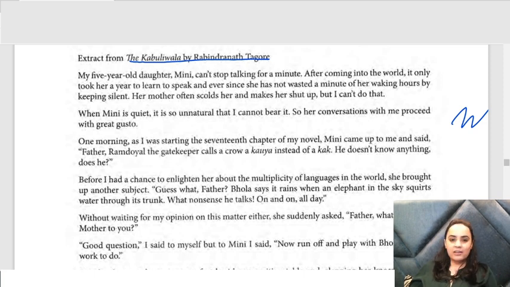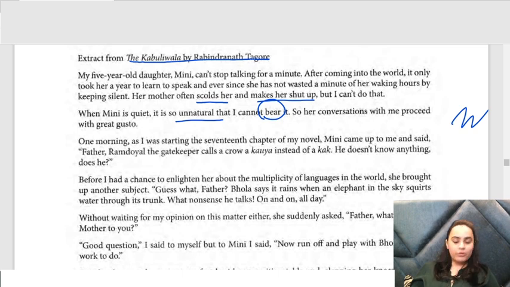If she's awake, there is no way you can make her keep quiet. He also tells us that her mother often scolds Minnie. She tells her to shut up, to not speak. But the father says that I cannot do that. When Minnie is quiet, for the father it is very unnatural. He does not like that feeling at all. It is very difficult for him to bear, to tolerate it.